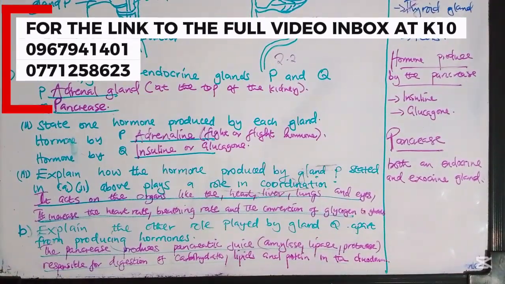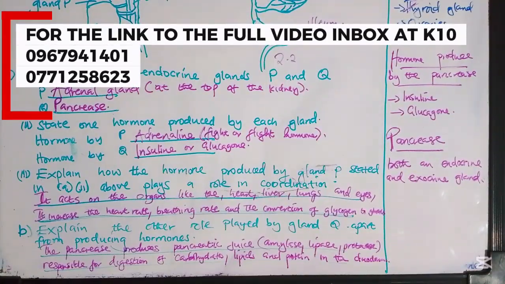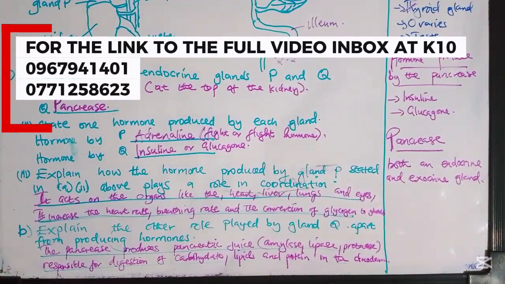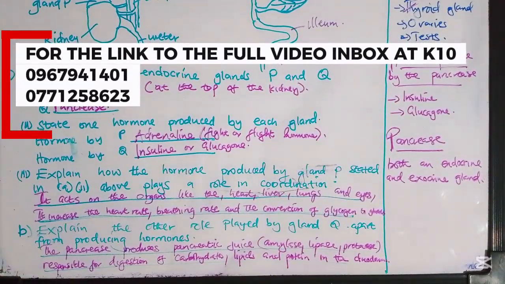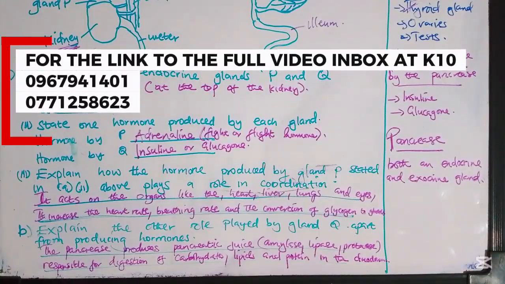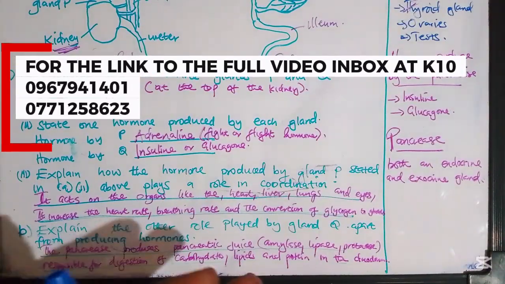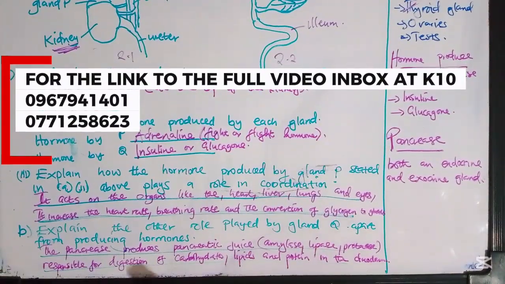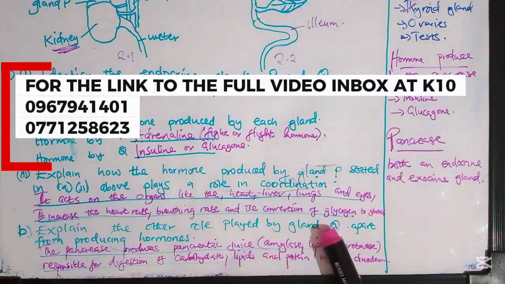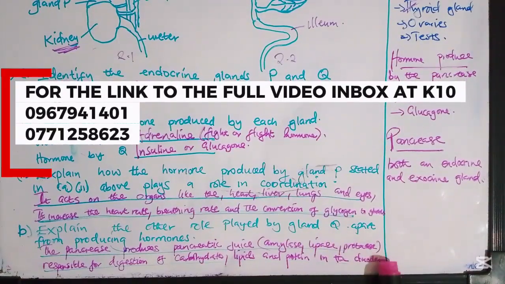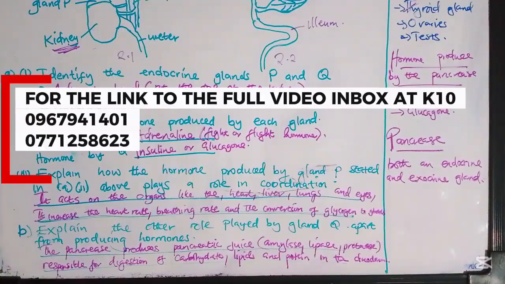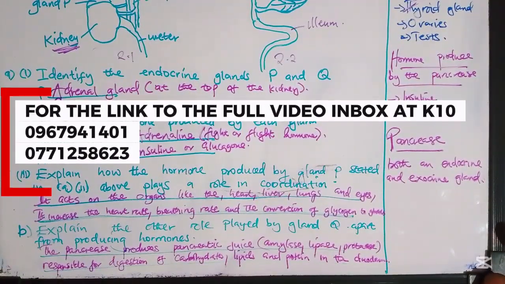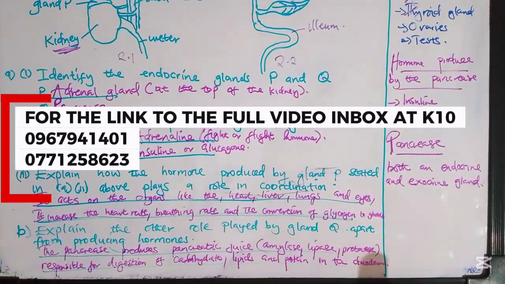So remember, the pancreatic juice, once it is released from the pancreas, is released into the duodenum, not the stomach. So you have to understand this process. What does the pancreatic juice contain? Amylase, lipase, and protease. Amylase is responsible for the digestion of carbohydrates, lipase for the digestion of lipids, and protease for the digestion of protein. So this was our first revision question which you can expect on the topic of endocrine.